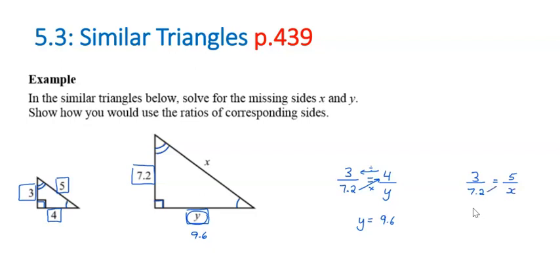I can use that method, cross multiply and divide. That's my fastest method, although I can cross multiply both directions and then isolate x. So 7.2 times 5 divided by 3 equals 12. X is equal to 12.